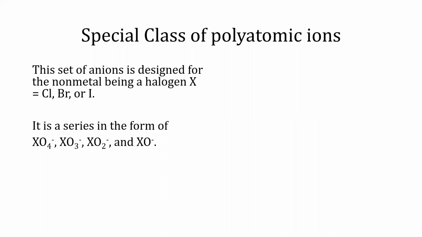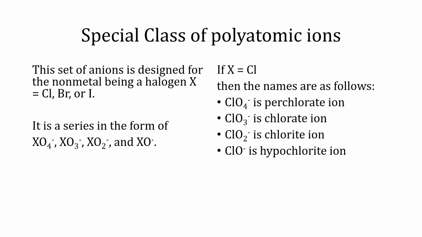This special class of polyatomic ions is designed for ones where the nonmetal is a halogen, being either Cl, Br, or I. It is a series in the form of XO4-, XO3-, XO2-, and XO-. If X is Cl, then the names are as follows: ClO4- is perchlorate ion, ClO3- is chlorate ion, ClO2- is chlorite ion, and ClO- is hypochlorite ion. Note a similar pattern arises if X is Br or I.